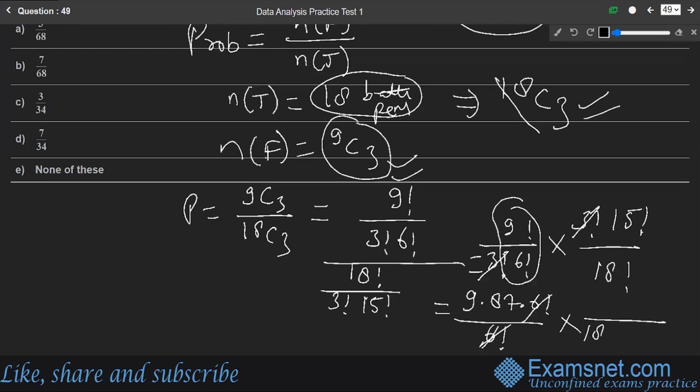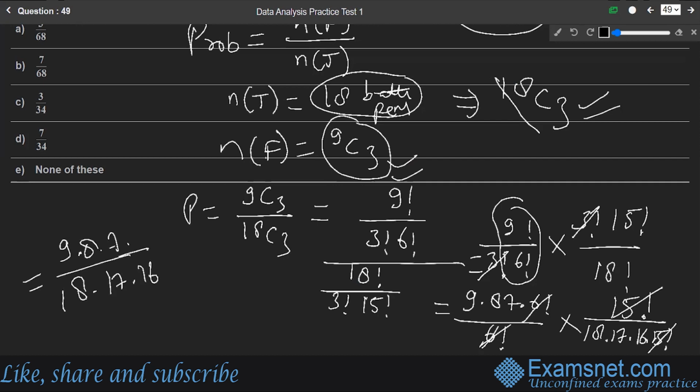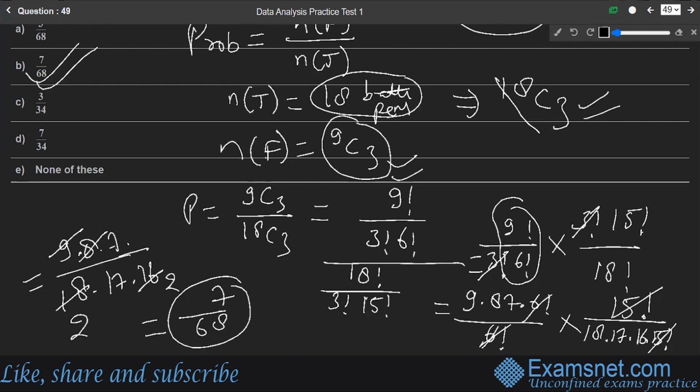We can write 18 factorial as 18 into 17 into 16 into 15 factorial. In the numerator, we already have a 15 factorial and that gets cancelled out. So we are ultimately left with 9 into 8 into 7 divided by 18 into 17 into 16. We can cut a few numbers: 9 cuts 18 by 2, and 8 cuts 16 by 2. So we are left with the final value as 7 divided by 68. That is the ultimate probability of picking all blue pens, 7 by 68. It is available in option number B.